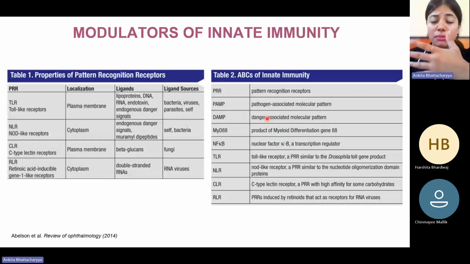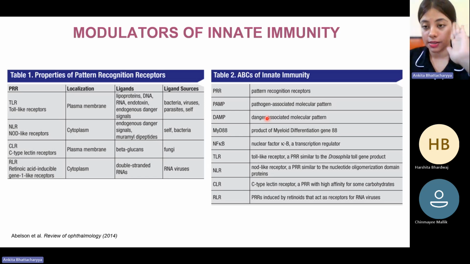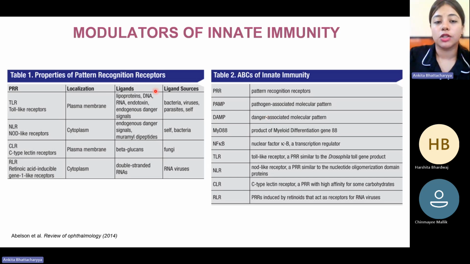The modulators or the mediators of innate immunity majorly involved two subclasses. Not two subclasses, a major subclass was pattern recognition receptors. So again, the distinguishing factor between innate and adaptive immunity was the fact that innate immunity very extensively relied on the presence of patterns on the surface of their pathogens. What do we mean by patterns? Either it could be the presence of lipotoxins, DNA, RNA, or some endogenous danger signals, beta-glucans, double-stranded RNAs, etc.